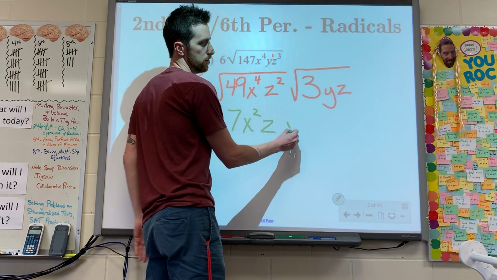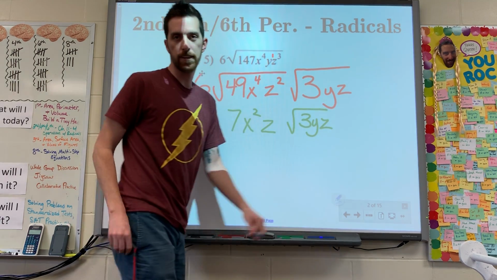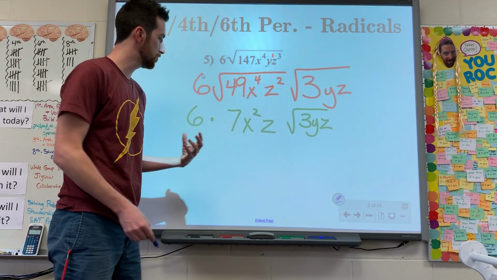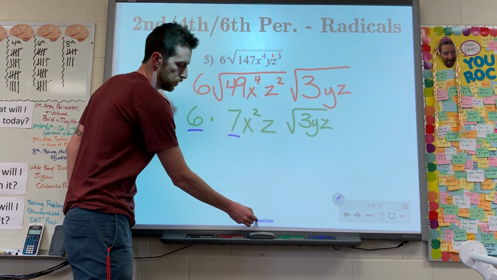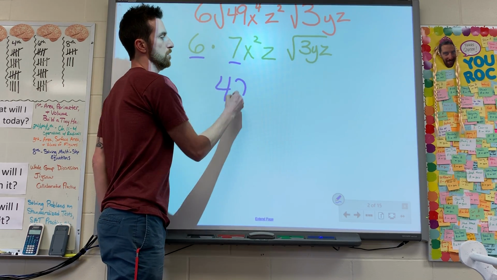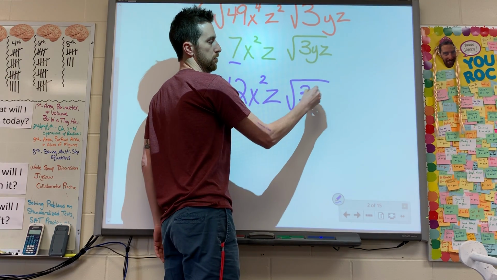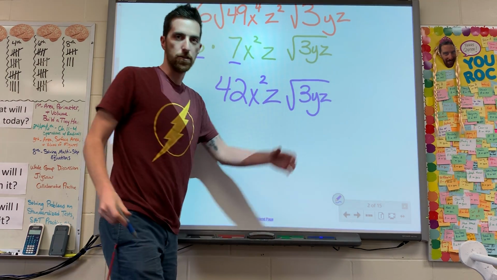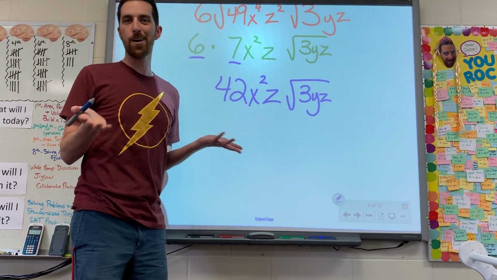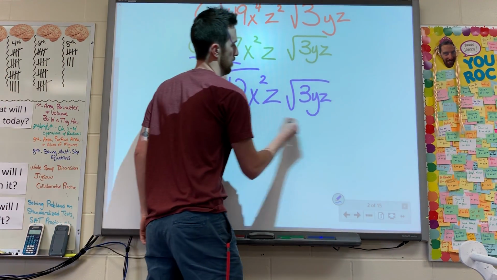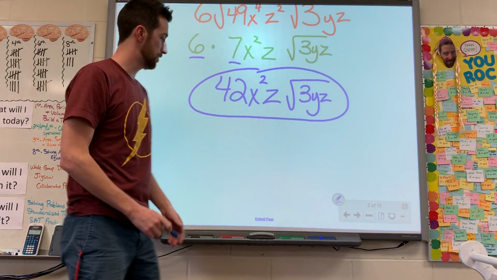And then we got the root 3yz. Last thing to do, multiply the non-square root stuff. 6 times 7, 42. So 42 x squared z root 3yz. There are no more perfect squares in there. There's no denominator to worry about, so you're all done. Cute? Good. We're going to try another one now.